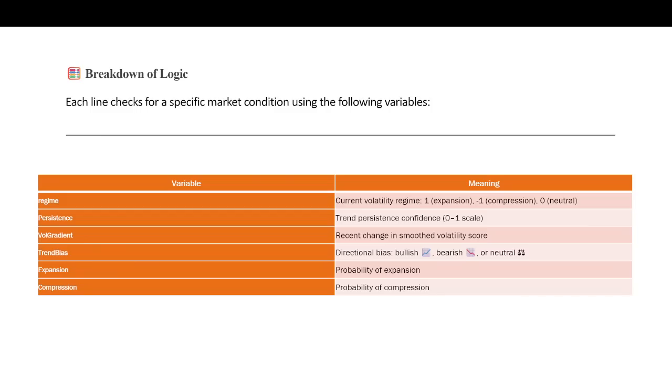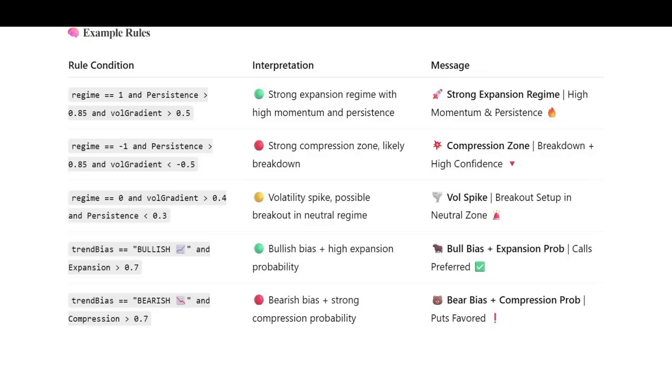So how does it work? Each line of the notes engine checks for specific market states using a structured logic system. It analyzes variables like regime, whether we are in an expansion, compression or neutral volatility. It analyzes persistence, how stable is the current regime. It analyzes volatility gradient, is volatility gaining or losing momentum. Then it sees the trend bias, what's the directional tilt, bullish, bearish or neutral. By combining all these factors, a simple readable message is shown to the trader.